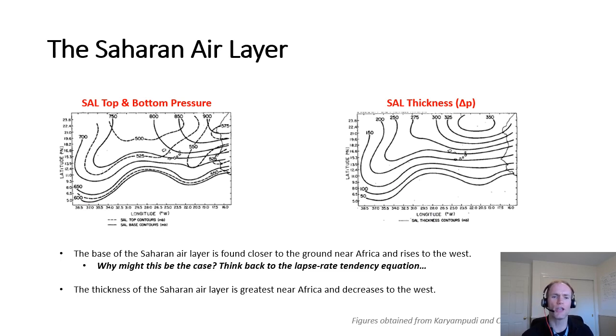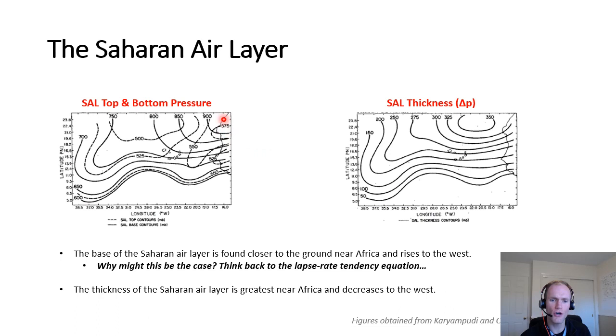So let's take a look at some characteristics of the Saharan air layer before we wrap up. Here on the diagram at left, we have the top and bottom pressure of the Saharan air layer over the Atlantic Ocean. Where is the bottom located in terms of its pressure? Where is the top located in terms of its pressure? So the bottom is the solid contours here. We see 900, 850, 800, 750, 700 hectopascals.